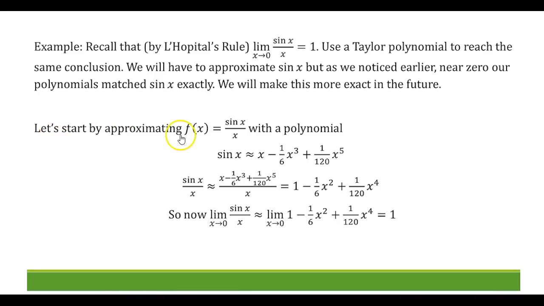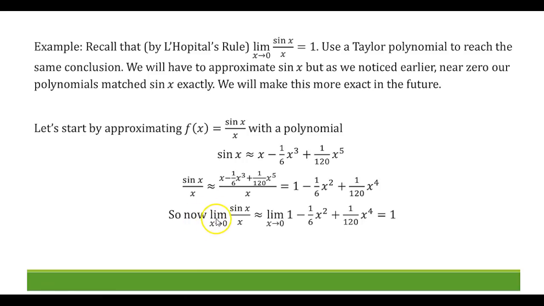So let's start by approximating f of x equals sine x over x with a polynomial. Well, sine x was approximately x minus 1 over 6 x to the third plus 1 over 120 x to the fifth. Sine x over x then can be approximated by taking the polynomial and dividing by x. Simplifying, x over x becomes 1. X to the third over x is x squared with the same coefficient, and x to the fifth over x is x to the fourth with the same coefficient.